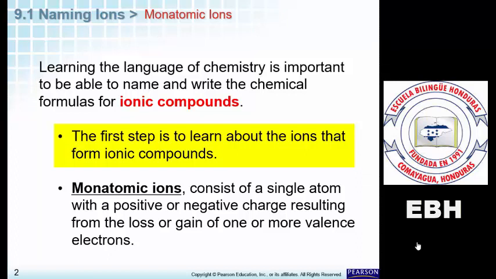The first step is to learn about the ions that form ionic compounds. The first type of ions, monatomic ions, consists of a single atom with a positive or negative charge resulting from the loss or gain of one or more valence electrons.